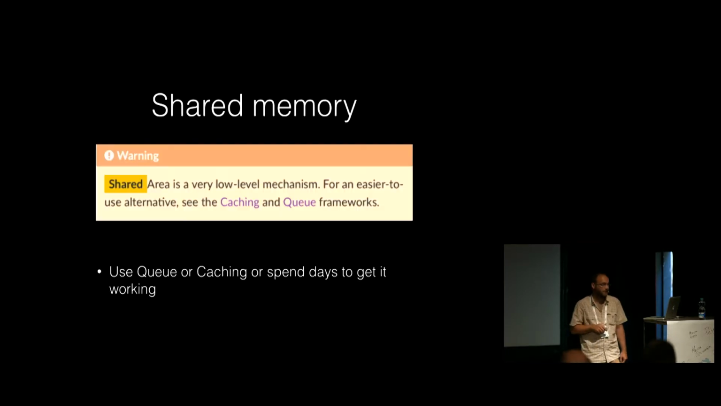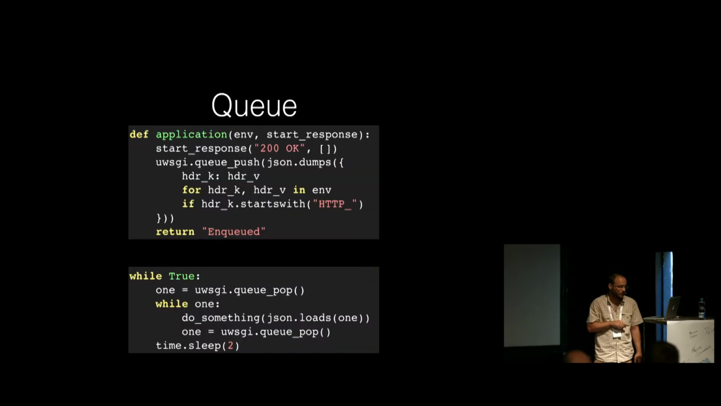Shared memory. I spent many hours getting shared memory working for me until the caching and queue were introduced in newer versions of uWSGI. So use them. The bare shared area is very hard to make work.